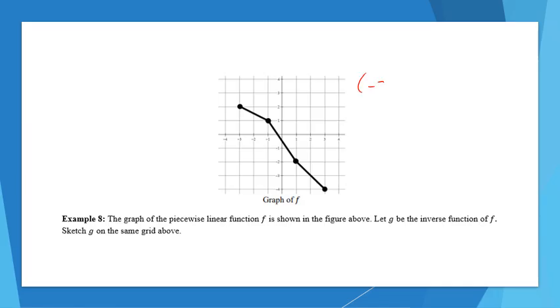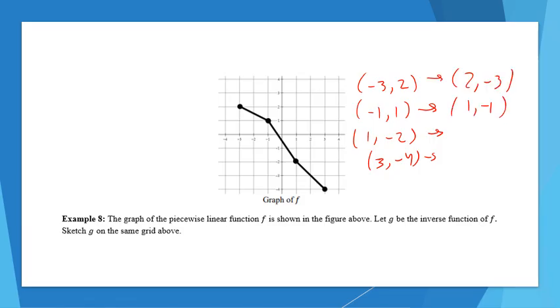So here we have -3, 2. You got -1, 1, 1, -2, and then you got 3, -4, and then to find our inverse coordinates, we're just going to swap x and y. There, -2, 1, -4, 3. What this looks like here is 2, -3 right here, 1, -1, -2, 1, -4, 3. So this should be our inverse function, and then connect the dots like so.